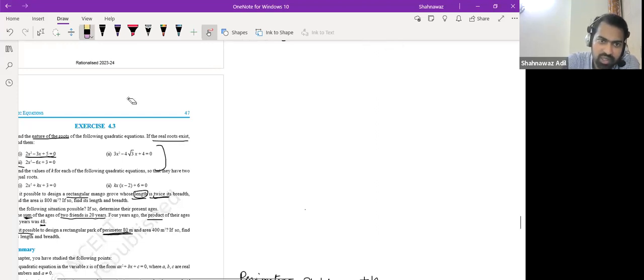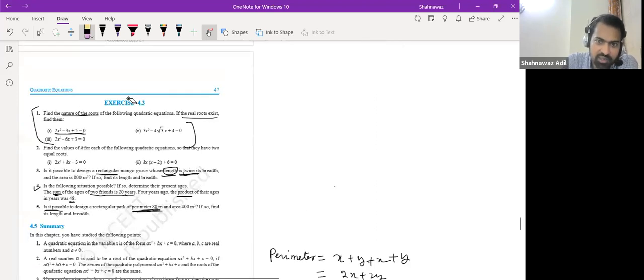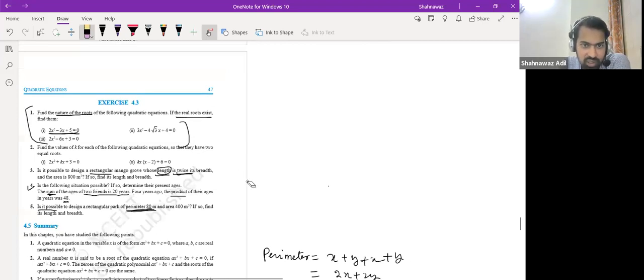Okay. So in the first question, find the nature of the roots of the following quadratic equation. If the real roots exist, find them. So what is the criteria for the real roots? D should be greater than 0 or D equal to 0, right? These are the criteria for the real roots.